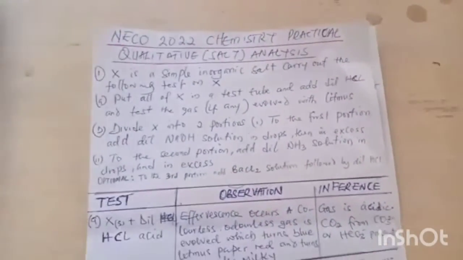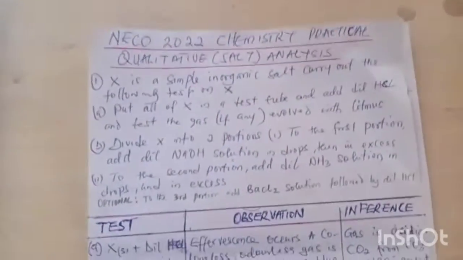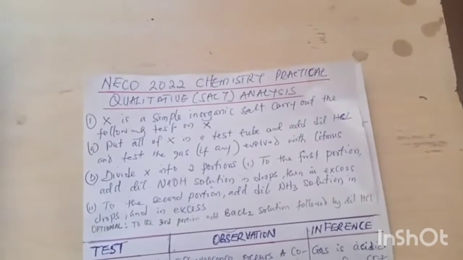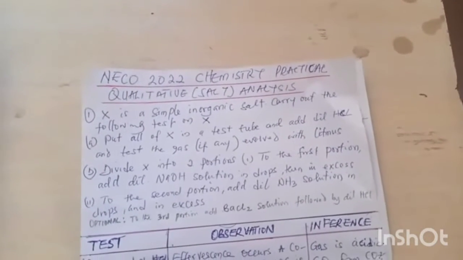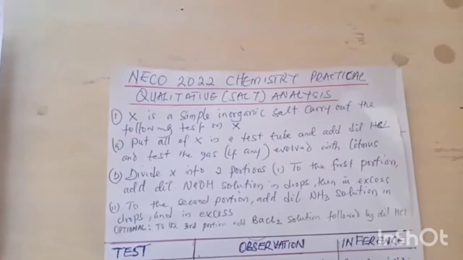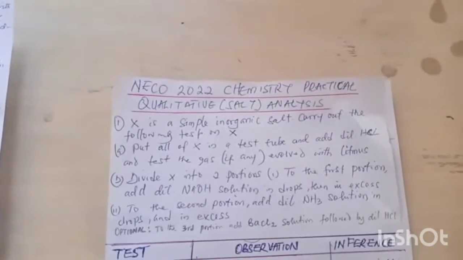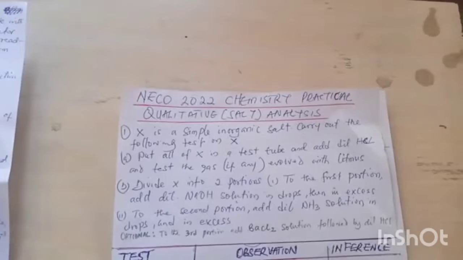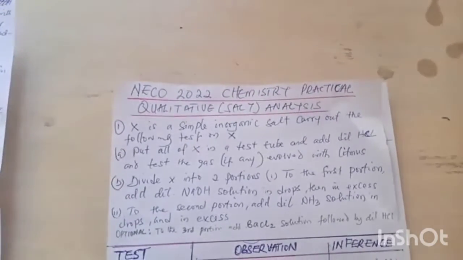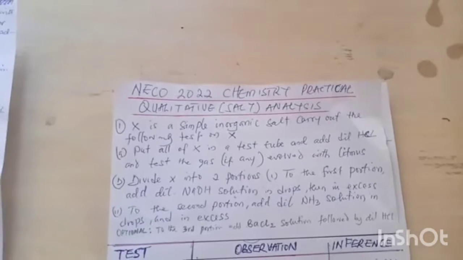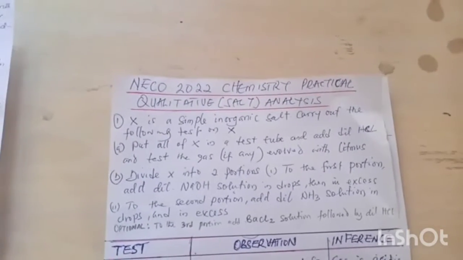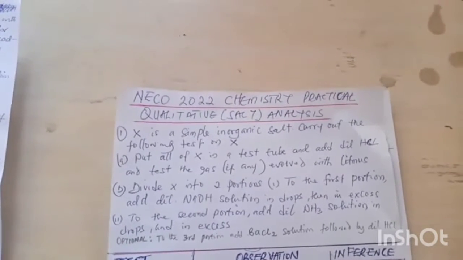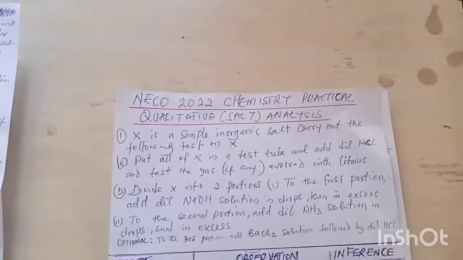All right, welcome back. As you can see, this is a NABTEB 2022 chemistry practical qualitative analysis. So we have here sample X. The question says X is a simple inorganic salt. Carry out the following test on X. A. Put all of X in a test tube and add dilute hydrochloric acid and test the gas evolved, if any, with litmus.